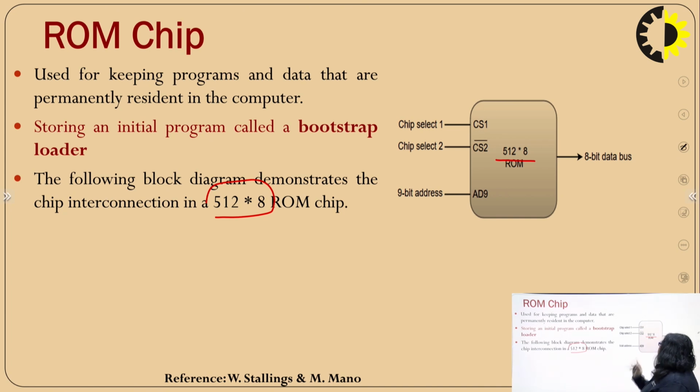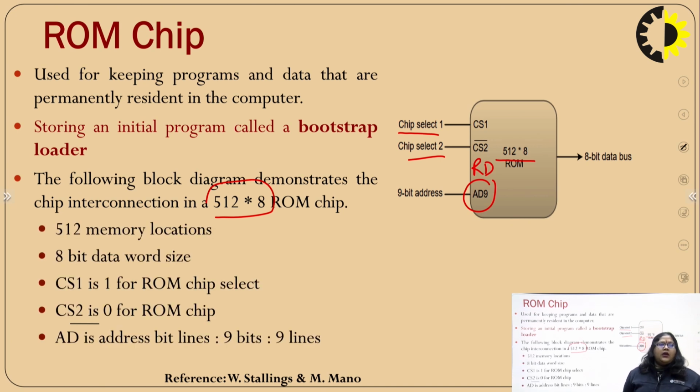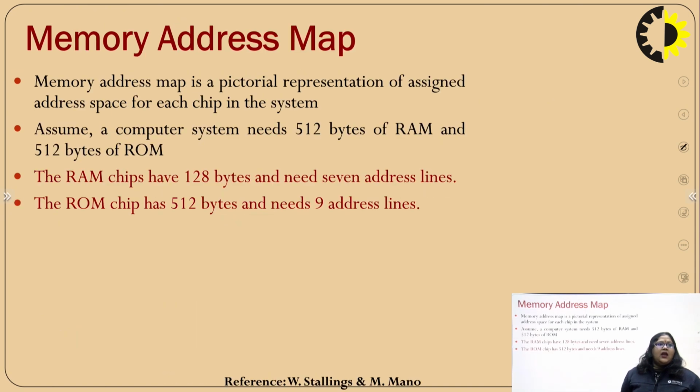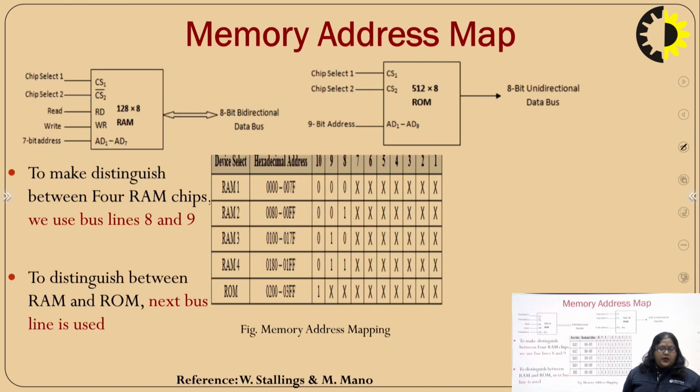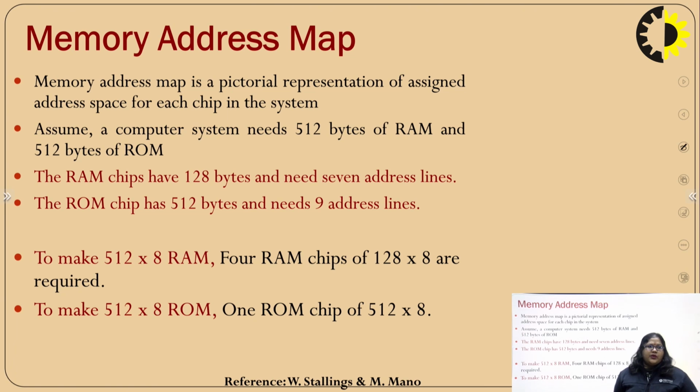In this chip we take the size as 512 into 8, so the address bits are 9, and we have chip select 1, chip select 2, and a read head, not a write head, because it is a ROM. This we also have to define. Now move on. These are the chip select 1 and chip select 2 corresponding to the bit size and address bits, which I already explained. Now we move to the question part.